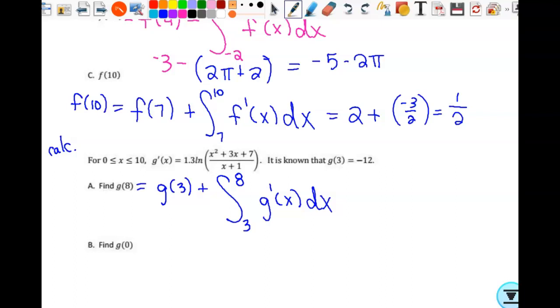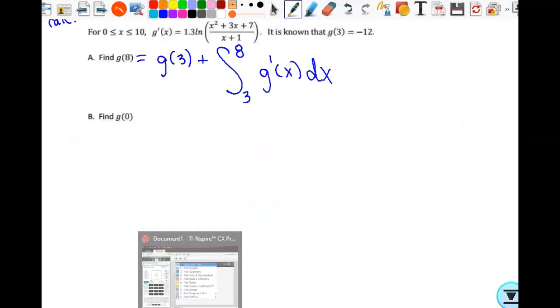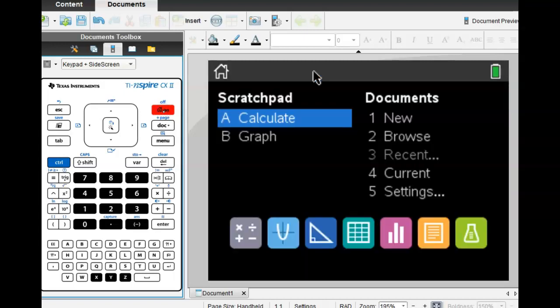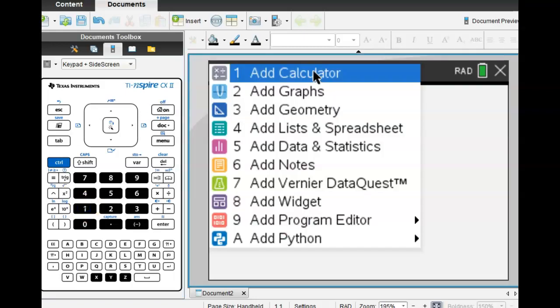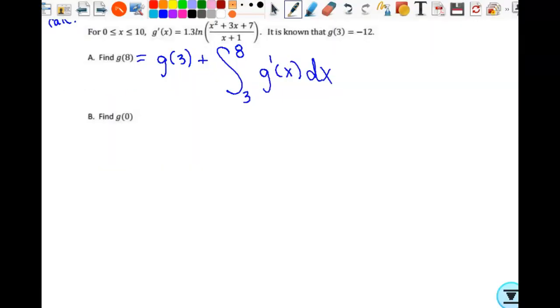All right, so we were here yesterday. So let's get here. Let's turn our calculators on. When you just turn it on, we get here, right? We're not going to need to graph right now, so we can just do one new document. We just want to add a calculator. You don't necessarily need to save anything. So does everybody have a document that we can type in on here?